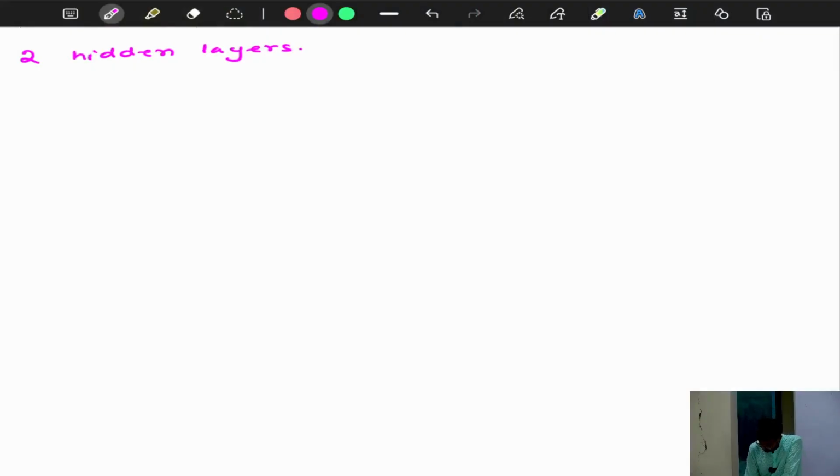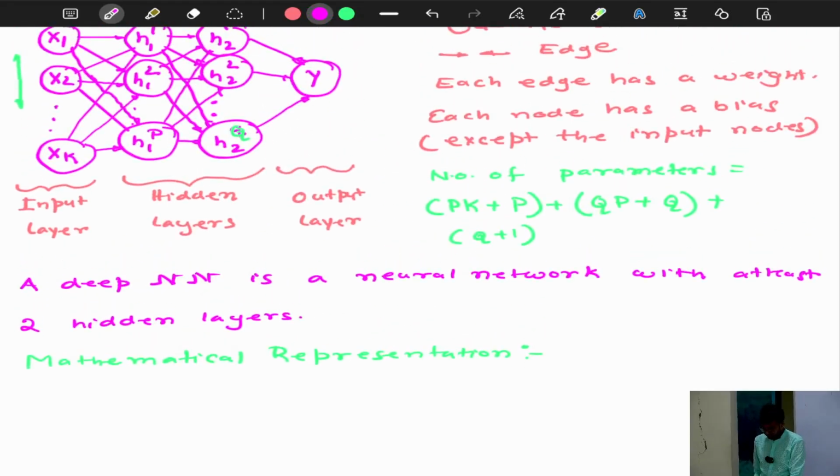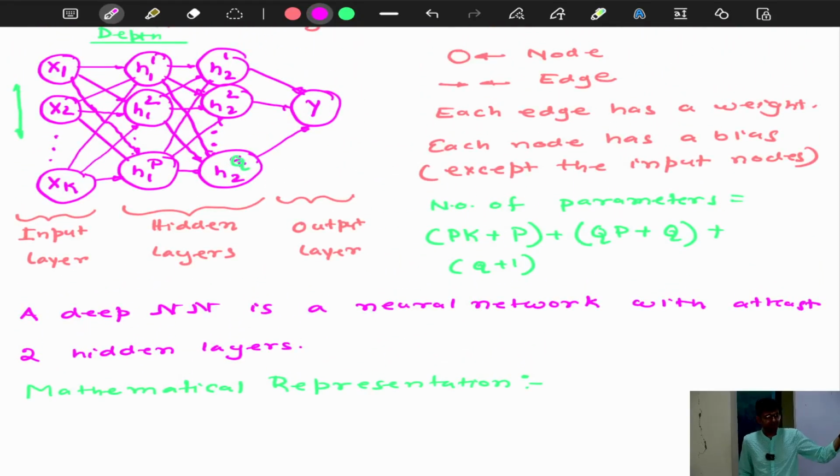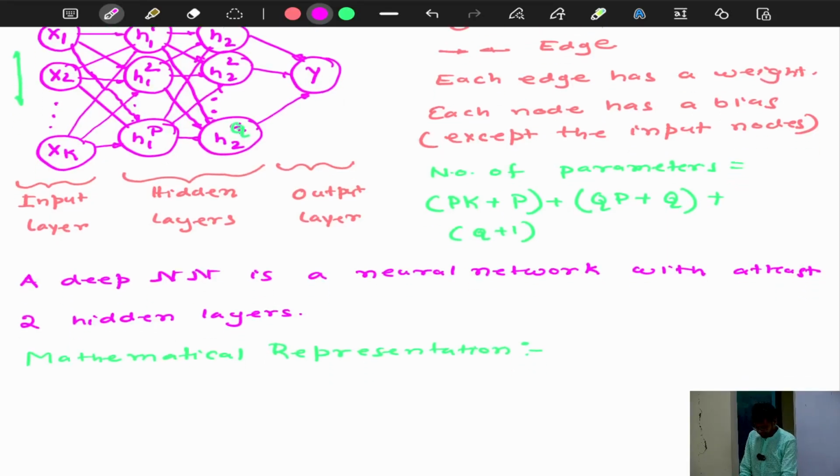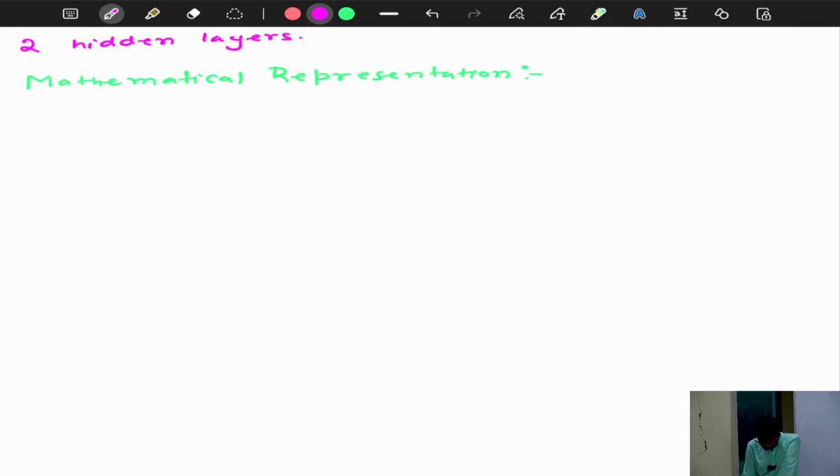So, mathematical representation. We are going to give some names. The first layer we are going to call x, which is a vector. The second layer we will call h1, and it's a vector again, p dimensional. The third layer we will call h2, it's again a vector, q dimensional, and the last one is y. So you tell me, vector notation, keep that in mind.